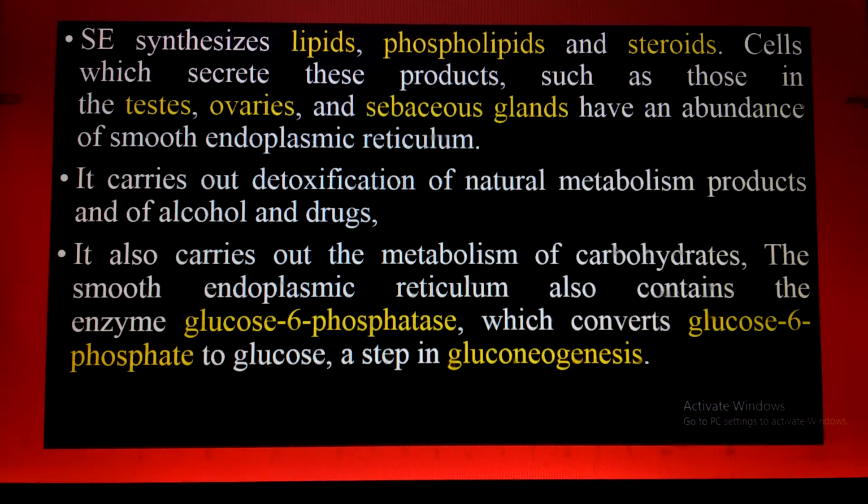So it also carries out the metabolism of carbohydrates too, because it contains an enzyme known as glucose 6-phosphatase, and that enzyme is responsible for converting glucose 6-phosphate to glucose again. When our body needs glucose, glucose 6-phosphatase converts glucose 6-phosphate to glucose, and this process is known as gluconeogenesis. Is it clear? So it helps in lipid formation, detoxification, and also in gluconeogenesis.